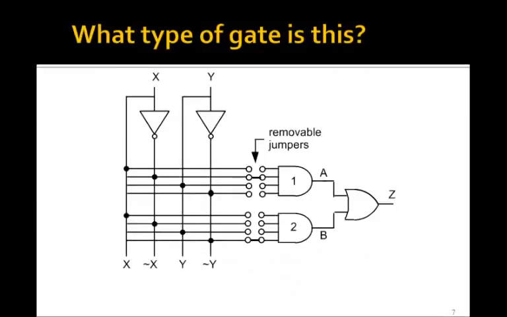What type of gate is this? What's A? A is not X. B is not Y. So Z is not X or not Y. Apply De Morgan's theorem again. Not (X and Y). What kind of gate? A NAND gate.